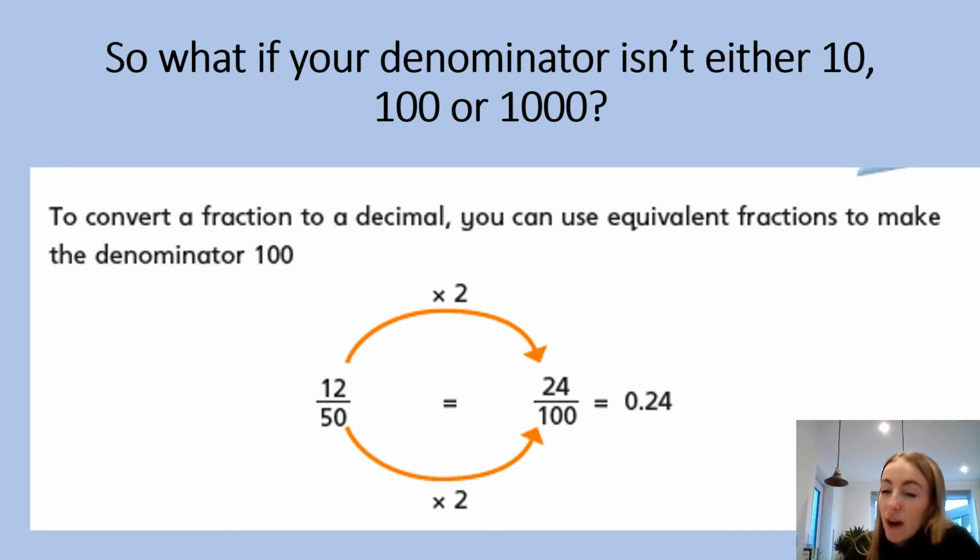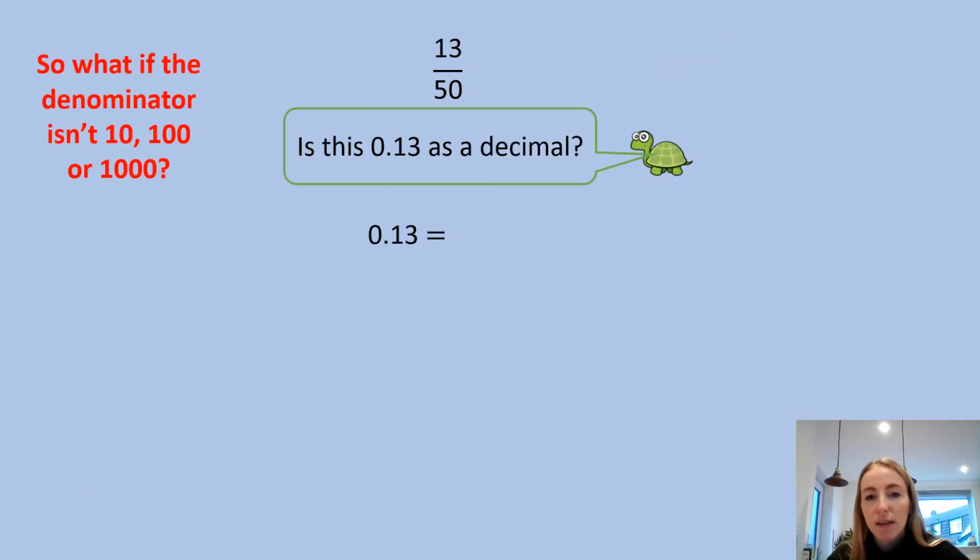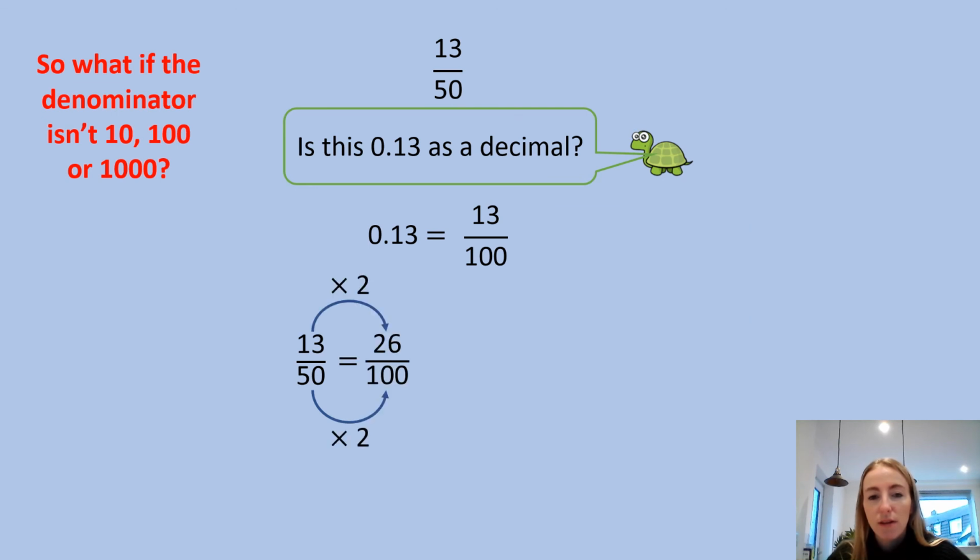And again, finding equivalent fractions, whatever you do to the denominator, you need to do to the numerator. So 12 times 2 is 24 hundredths. Now this is easy because you know how to convert a fraction which has 100 as the denominator into a decimal. So 24 hundredths equals 0.24. Let's look at another example as well.